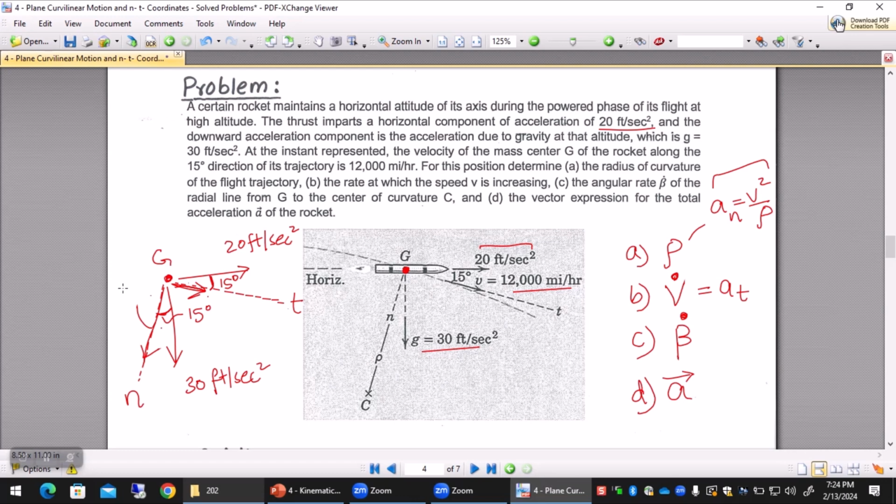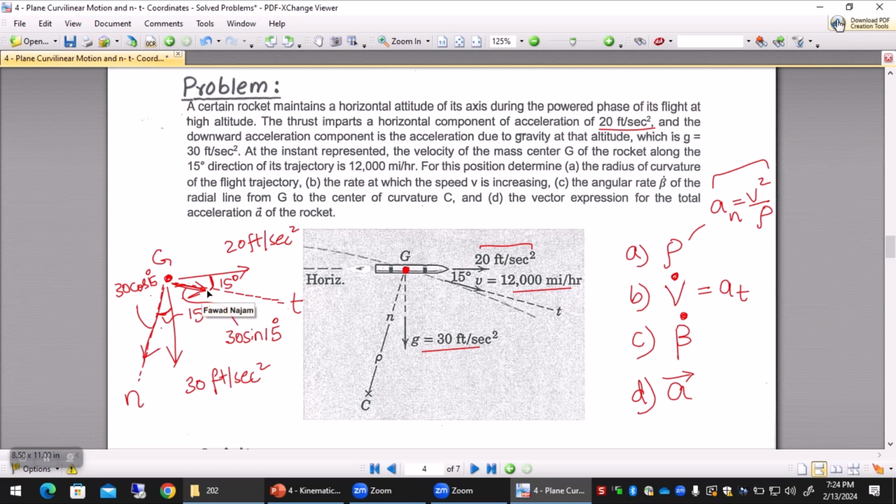Since the angle between them is given, I can write the component of 30 feet per second squared along the n axis as 30 cos 15. Similarly, this vector, which is the component of 30 feet per second squared along the t axis, will simply be 30 sine 15, right? And both will be positive because the t component is in the positive t direction and the n component is towards positive n, which is towards the center of curvature.